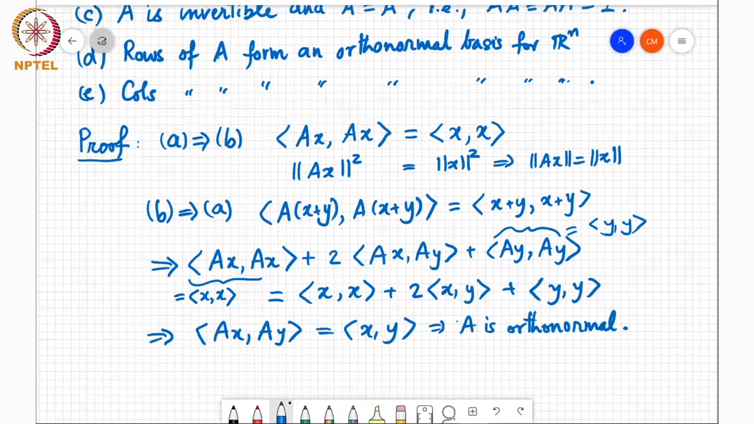Sir, you gave the definition that A is an orthonormal matrix if it preserves the inner product. But that statement does not speak about the converse. That is, if it preserves the inner product, then it should be orthonormal. That part is not implied by the definition, right?